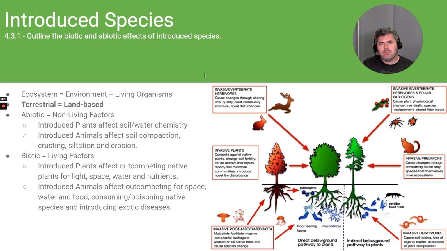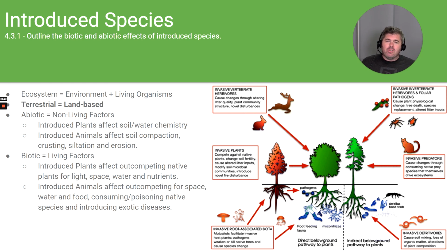Introduced species. Now, in Australia, every kid has heard of introduced species from primary school onwards. The idea that when the European settlers came here, they brought plants and animals with them, and once they got loose in the native ecosystem, they started causing problems. An ecosystem, by definition, is an environment plus all the living organisms that are in it. Terrestrial refers to anything that's based on land. So, for instance, here we might have rabbits, deer, feral cats, pigs, camels, horses.